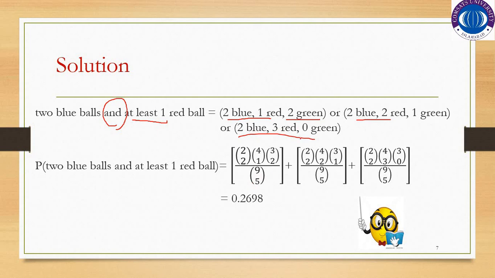So here you can find the probability of selecting two blue balls, one red ball and two green balls. Here you can find the probability of selecting two blue balls, two red balls and one green ball. From here you can find the probability of two blue balls, three red balls and 0 green balls. On adding all three cases, you will get the probability of selecting two blue balls and at least one red ball, which is equal to 0.2698.